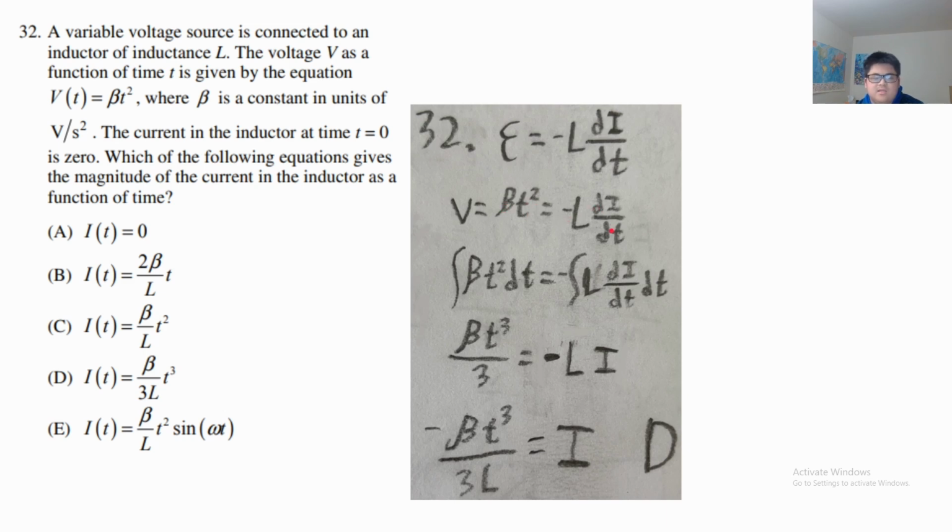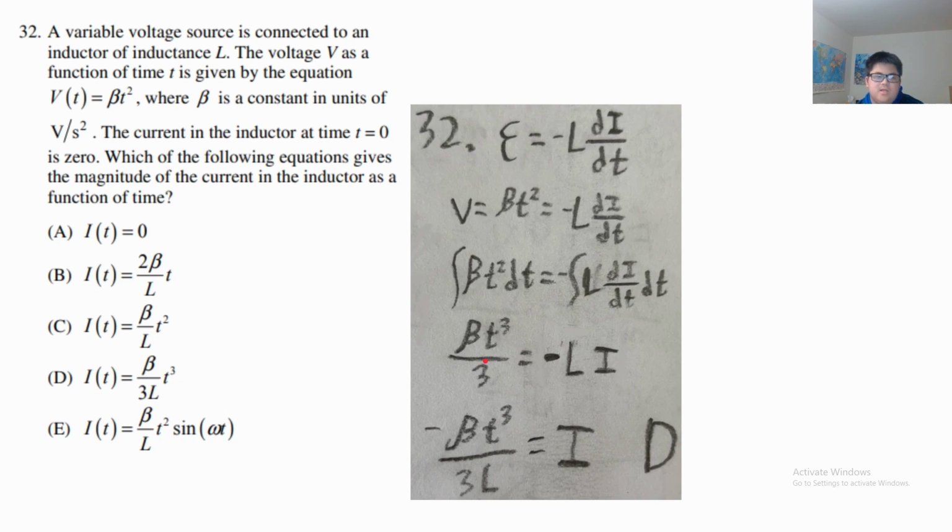Now we're going to take the integral of both sides with respect to t. After we take the integral with respect to t, the di/dt gets removed and you just get Li. Well, I guess you could say it's negative, but yeah. Then the integral of the left-hand side is equal to beta t cubed over 3.